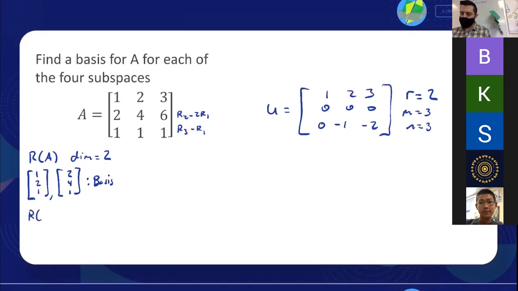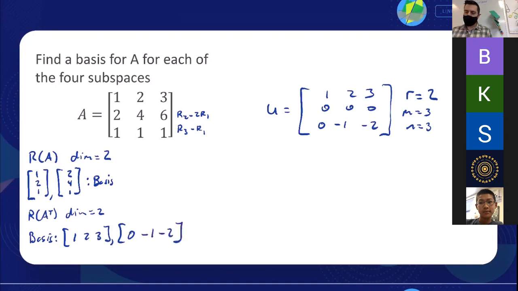For the row space, my dimension is also 2. And again, I would literally just choose the non-zero rows, 1, 2, 3, 0, -1, -2. You can go back to A and choose the first and third row of A. They're in the same plane. Both are two-dimensional subspaces of R3. They're the same two-dimensional subspace of R3. Whether you choose from A or U, it doesn't matter for row space.